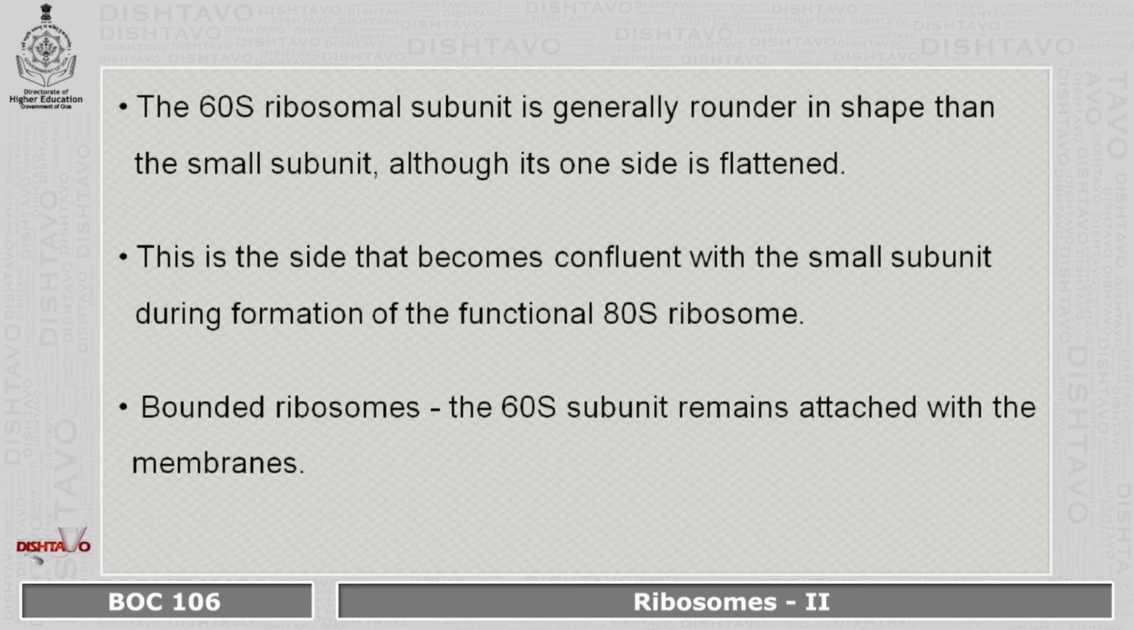The 60S ribosomal subunit is generally rounder in shape than the smaller subunit, although one side is flattened. And this is the side that becomes confluent with the small subunit during formation of the functional 80S ribosome. In the bounded ribosomes, which are attached to the endoplasmic reticulum and sometimes nucleus, the 60S subunit will remain attached to the membrane.